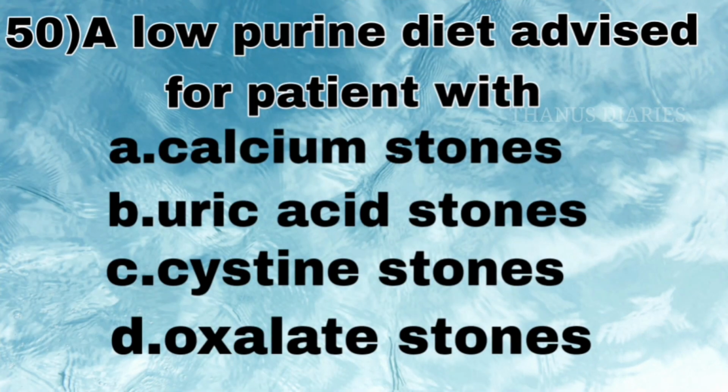A low purine diet advised for patients with calcium stones, uric acid stones, cystine stones, oxalate stones. And the answer is uric acid stones. Low purine diet is for uric acid stones.